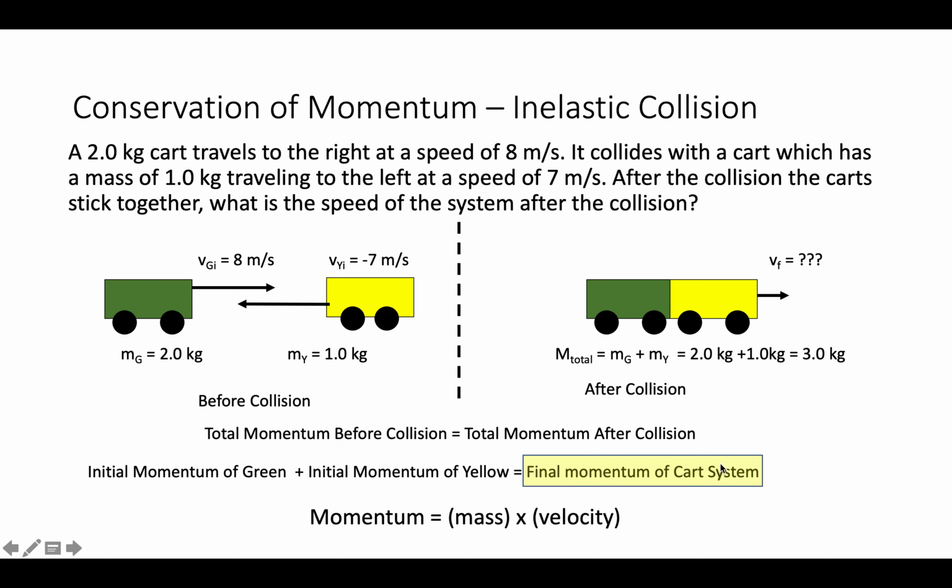Now, once we know the final momentum of the two-cart system and we know the mass, we can use the definition of momentum to figure out how fast they're going. So that's an overview of the problem, but then we can take it in steps and actually calculate the initial momentum of the green cart, the initial momentum of the yellow cart, and then move forward through that.